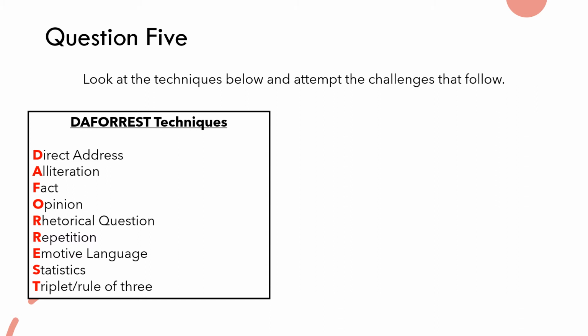And the final one is a triplet or rule of three. This is also called a group of three as well. All means the same thing. This is where you've got three words or statements that are working towards a common goal. So for example, you might say that homework is fun, engaging, and helps you to achieve better things in life, would be a good example of a triplet.